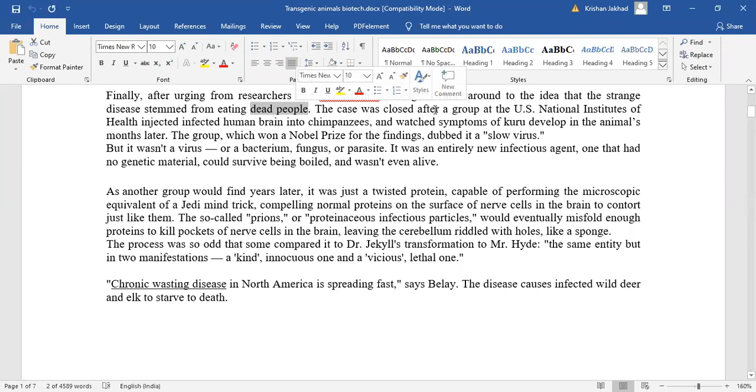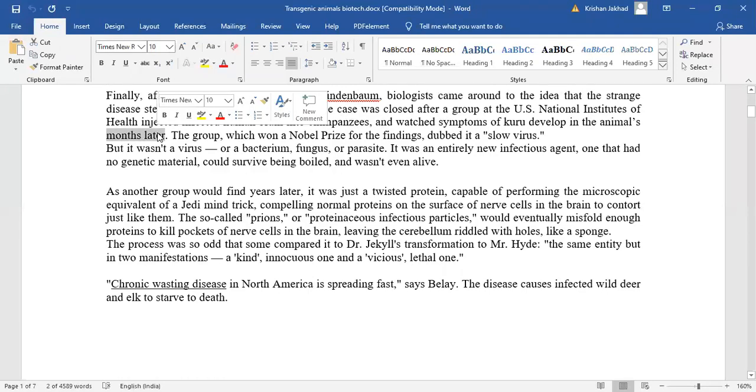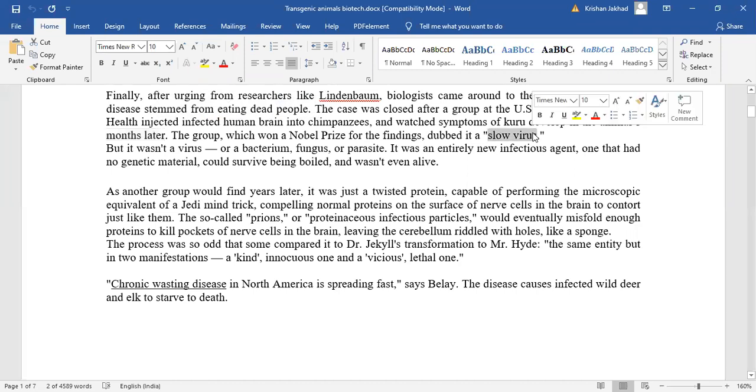So the case was closed after a group at the US National Institute of Health, NIH, injected infected human brain into chimpanzees, and symptoms of kuru developed in the animals months later. Because this has a large incubation time, it took months to activate the prion particle and for the disease symptoms to appear. The group which won the Nobel Prize for the findings dubbed it a slow virus, but actually it was not a virus.